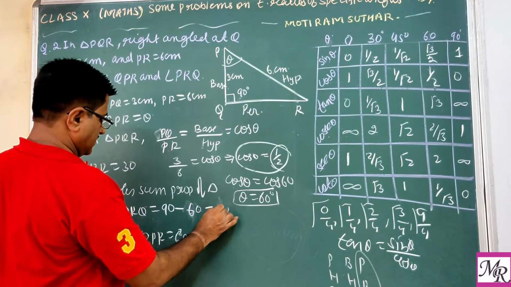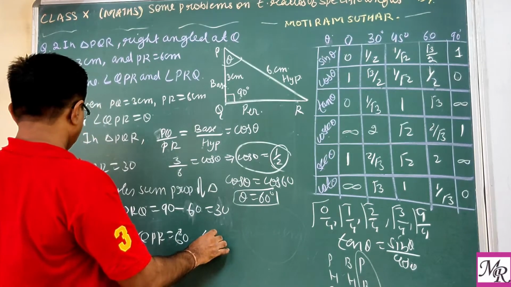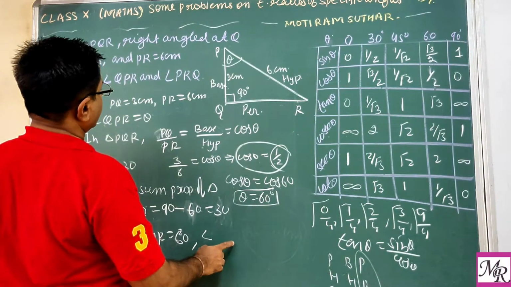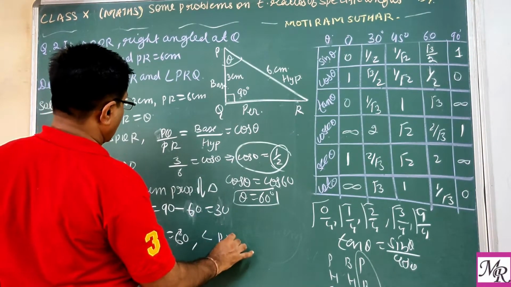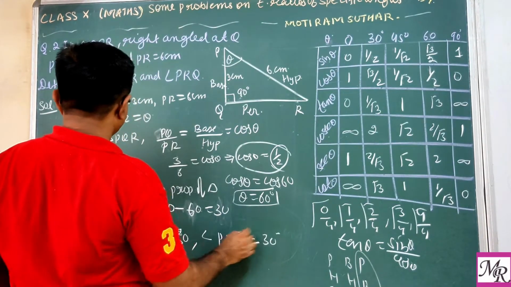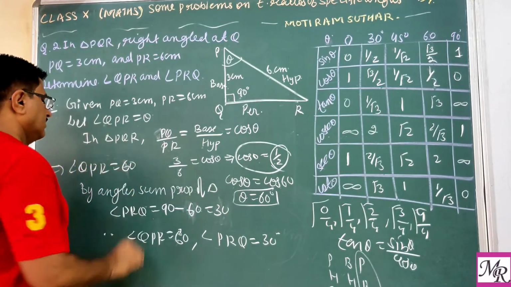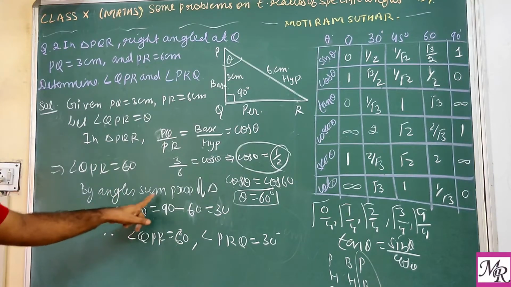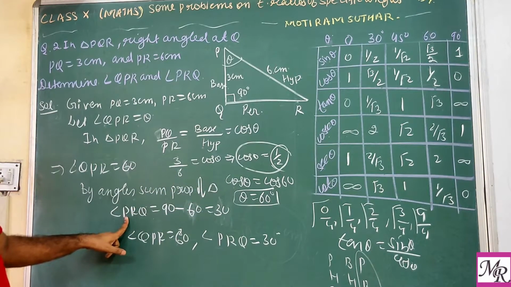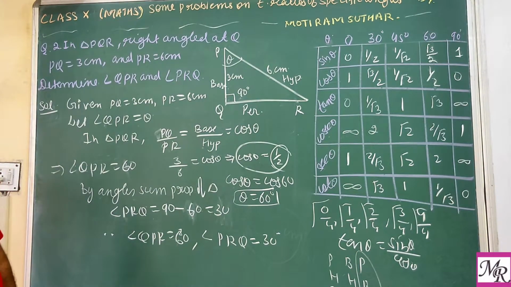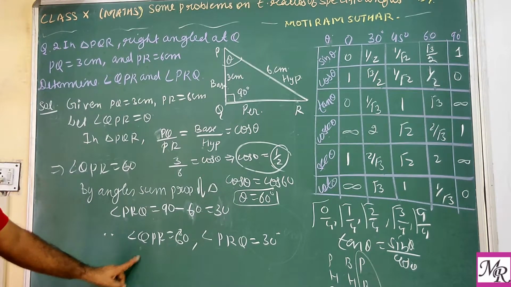Angle QPR is 60, so this is 60, and the second angle PRQ, that is 30. So this is our answer. Angle QPR we get 60. By the angle sum property of a triangle, the third angle, because the sum of the two angles is 90, so 90 minus 60, that is 30. So we get angle PRQ 30 degrees and angle QPR 60.